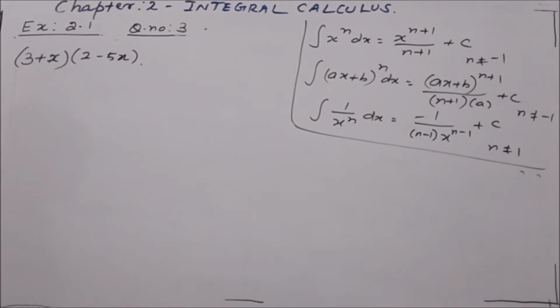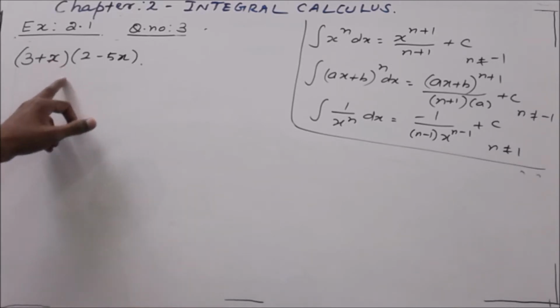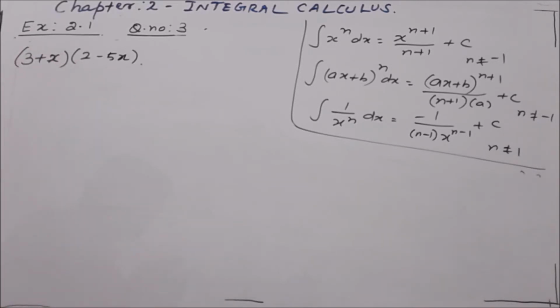Question number 3. Integrate the following with respect to x: (3 + x)(2 - 5x). If the functions are combined with addition and subtraction, we can directly integrate all the functions consecutively. But if the functions are in a product, we don't have a formula to integrate directly.